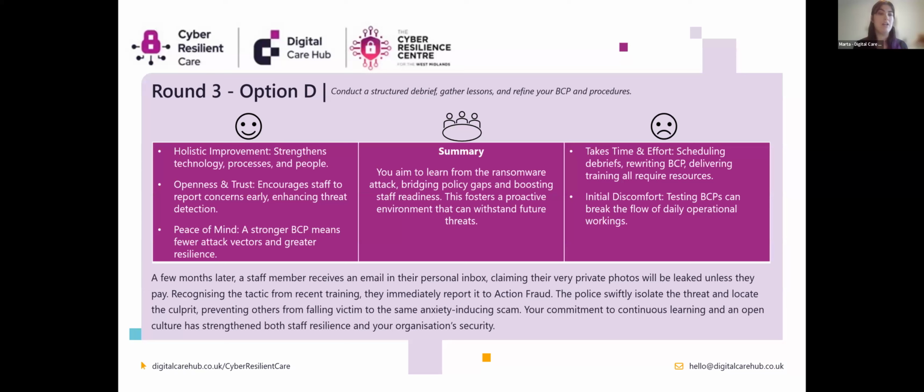They will look back and look at the lessons that they have learned, what mistakes have been made, so that doesn't happen again. Openness and trust. So as we said, it encourages staff to report concerns early. There's no blame culture, there's no fear culture. You enhance threat detection from your staff. So if they see something suspicious, they will report it if you're open and transparent. And peace of mind. So of course, a stronger business continuity plan means fewer attack vectors and greater resilience.